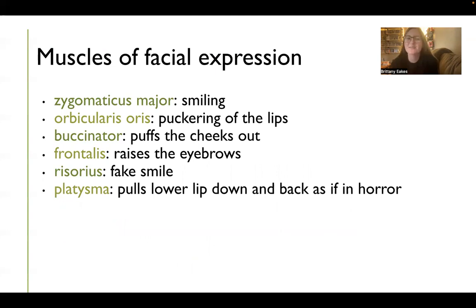The zygomaticus major is the smiling muscle or the laughing muscle. The orbicularis oris is puckering of the lips. So remember that oris is referring to the oral region or the mouth. The buccinator puffs the cheeks out. The frontalis will raise the eyebrows. The risorius is the false smile muscle. The platysma pulls the lower lip down and back as if in horror.